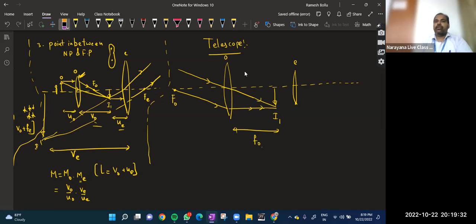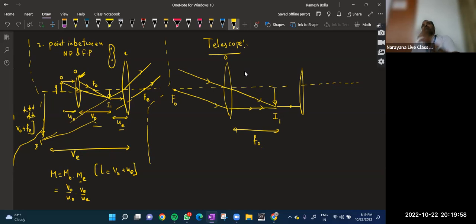Next, image I1 is acting like an object for the eye lens, no? Understanding or not understanding? So again, how is the focal length formed? The object is infinity, no? This is Fo, the focal length of the objective lens, Fo only, no? The object is infinity, which means the image will be at the focal point only, no? Okay. Kindly remember that point.